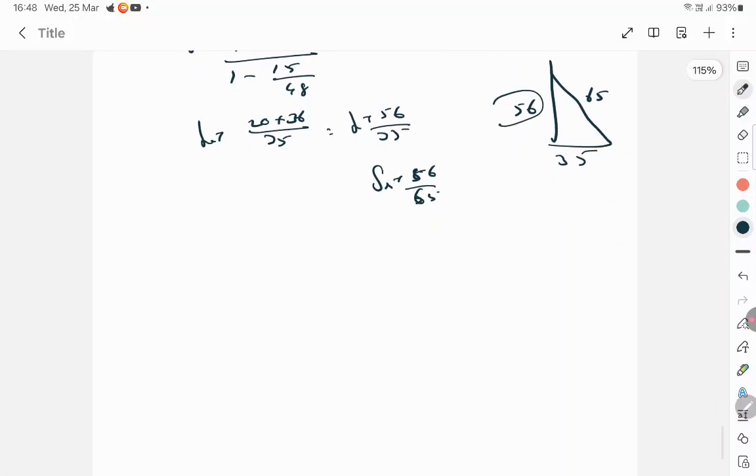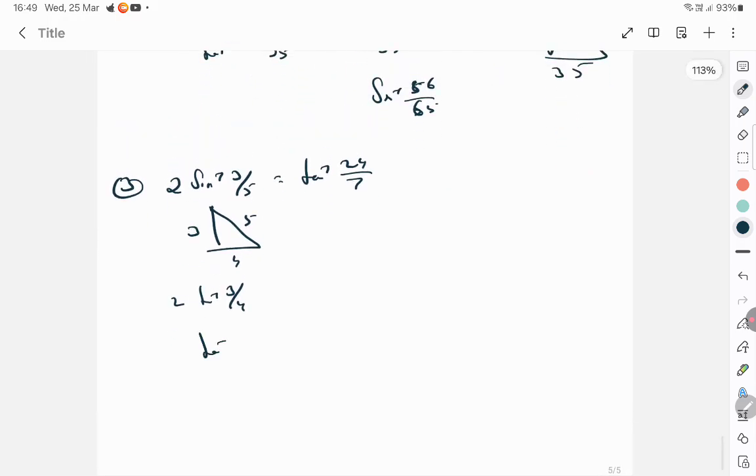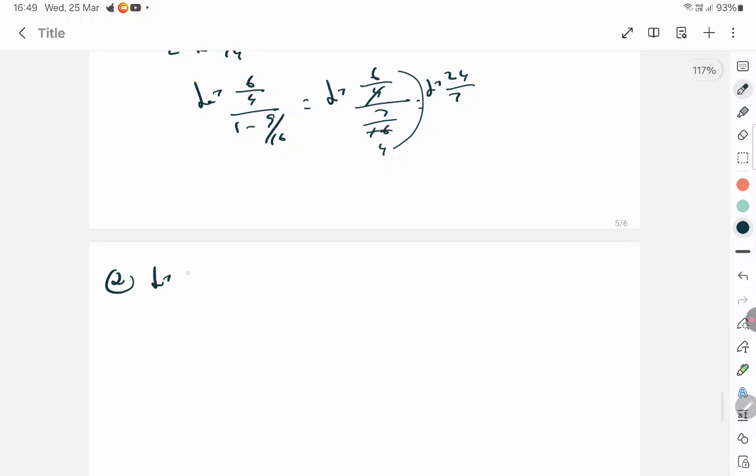So I am pretty sure you can do all these sums easily. I'll do the third sum. 2 sin inverse of 3 by 5 is tan inverse of 24 by 7. I'll draw a triangle: opposite 3, hypotenuse 5, so this is 4. 2 tan inverse of 3 by 4 is like 2 tan inverse of x, which is tan inverse of 2x by (1 minus x square), which is tan inverse of (6 by 4) by (1 minus 9 by 16), which is 24 by 7, a tan inverse. We got the answer.